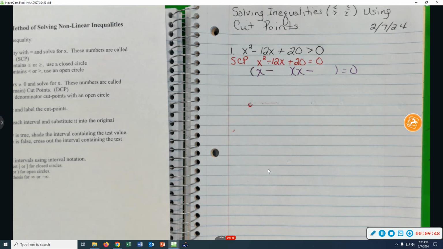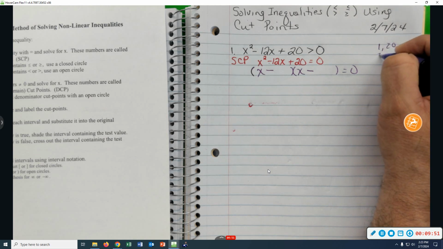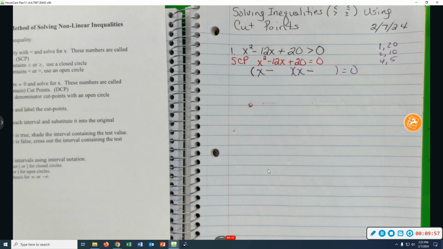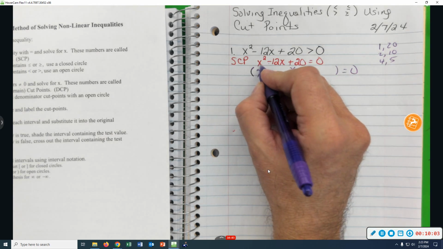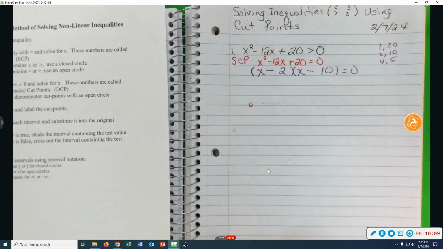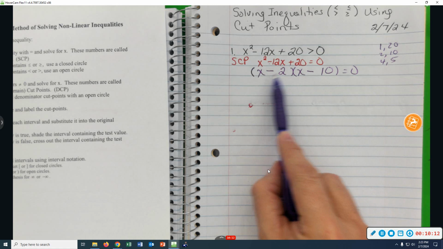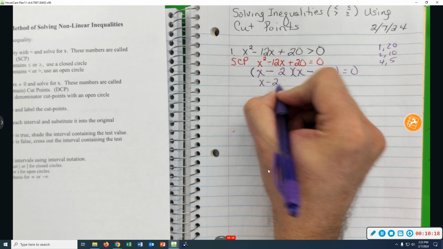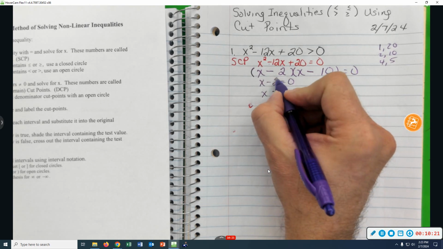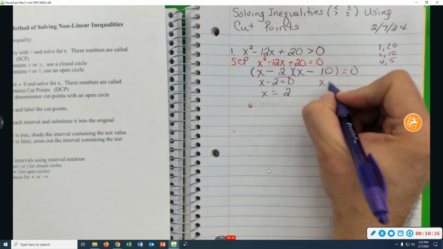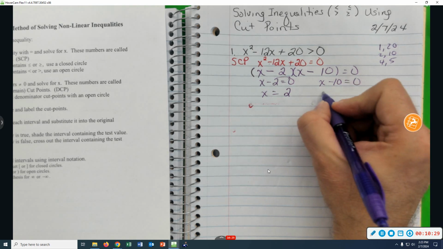2 times 10. 4 times 5? What pair of numbers are we going to use? The 2 and 10? This is a simple trinomial because there's not a number in front of the x squared. So it's a little easier to figure out. Then once you've factored it, set each factor equal to 0. And we get x equals, is that a positive 2? And what's the other one? Positive 10, add 10 to both sides.